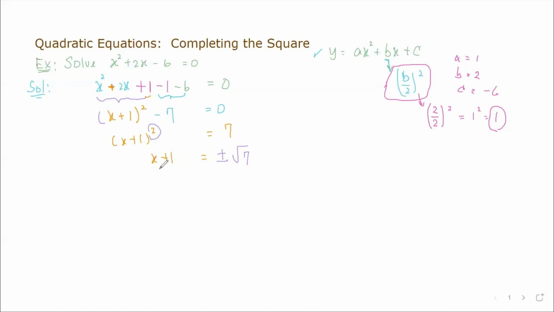So after this, move plus 1 to this side, right? So x equal to -1 plus minus square root 7. So that means we have two values, or two answers for x, or you can say two x-intercepts. Okay, so it becomes -1 plus square root 7 and -1 minus square root 7.